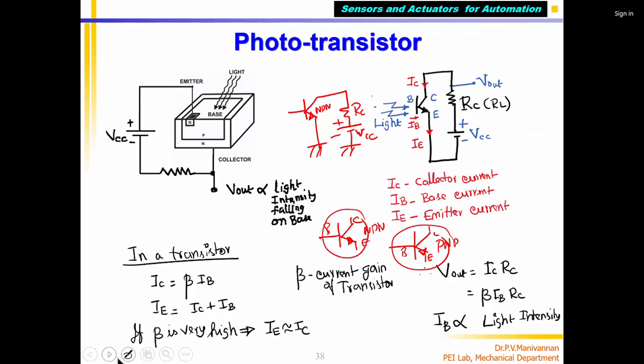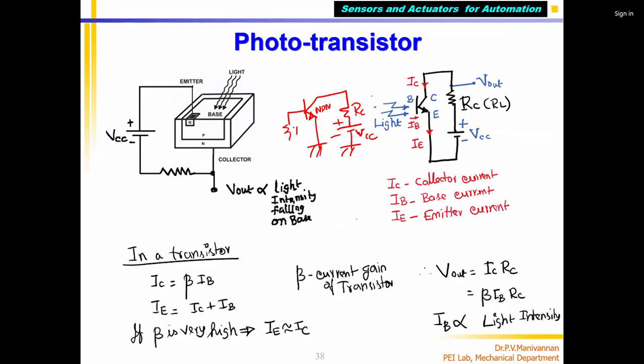That's one thing. Next thing is, anyway, I will be explaining, but here itself I explain some of the things so that it will be easy for you to understand. Now, at the base you also have a resistor RB, which limits the base current. There's a VBB.